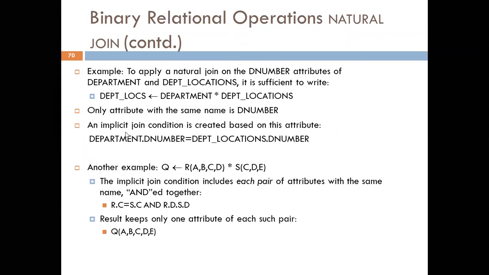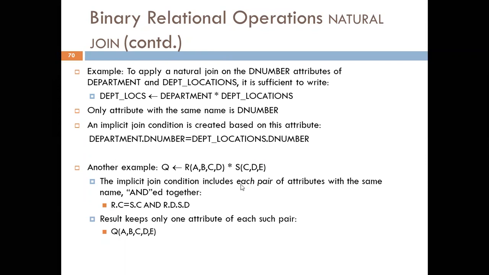So implicitly the join condition will be specified like this, so that it will be automatically applied. That is department.department number is equal to department locations.D number. So this is implicitly applied, and there is no need to mention it when we are using the natural join.